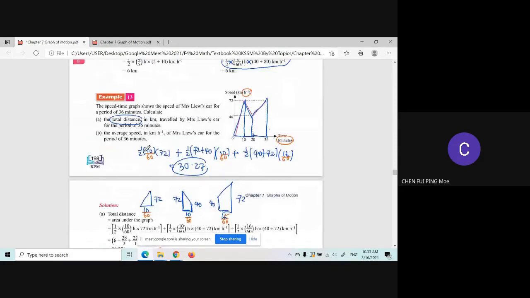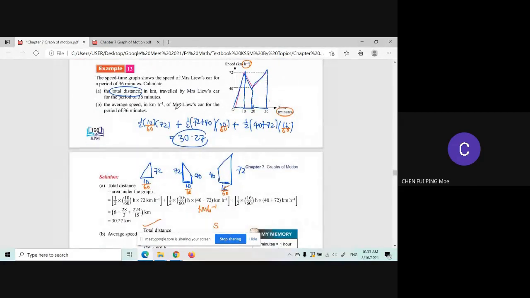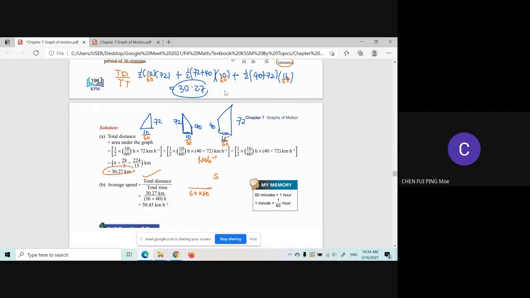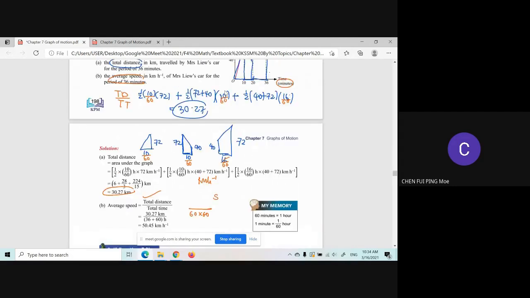Next, find the average speed of Mr. Liu's car for the period of 36 minutes. The average speed formula you previously learned is total distance divided by total time. So just use the total distance that you calculated just now, 30.27, divided by time. The original time is 36, so need to divide by 60 so that it becomes km per hour, because the question requests km per hour.